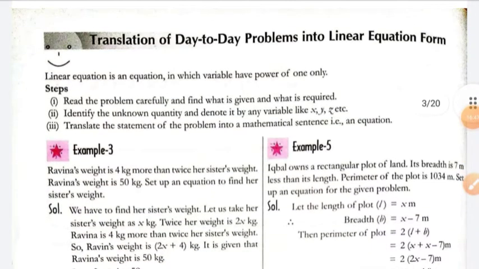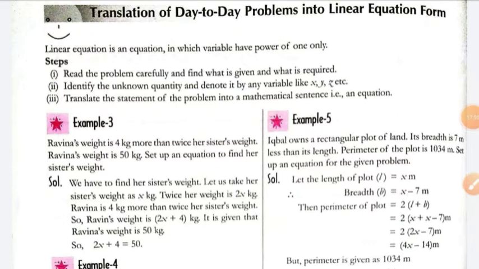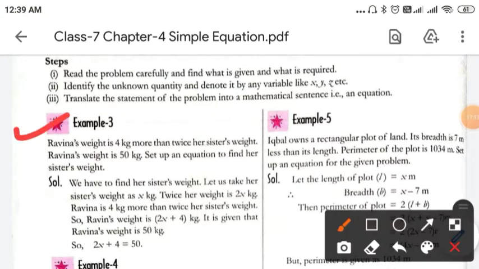Next is, we have some statement based questions and first of all we have to convert the statement into equation form, linear equation form, and then we have to solve it. So the first one is what? First one is, Ravina's weight is 4 kg more than twice her sister's weight. Ravina's weight is also given, which is equal to 50 kg. So set up an equation to find her sister's weight.